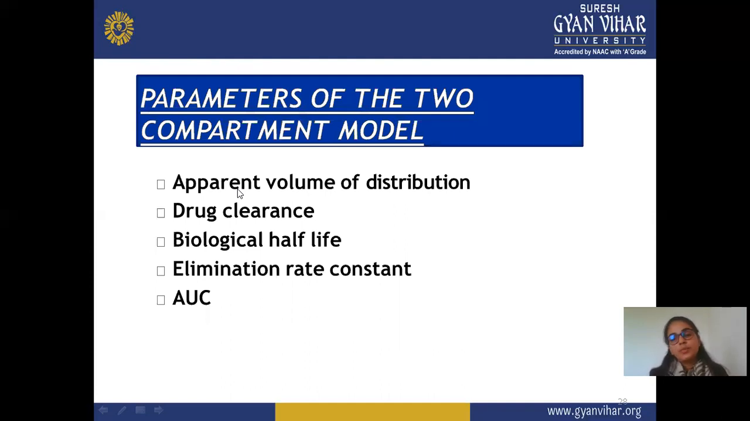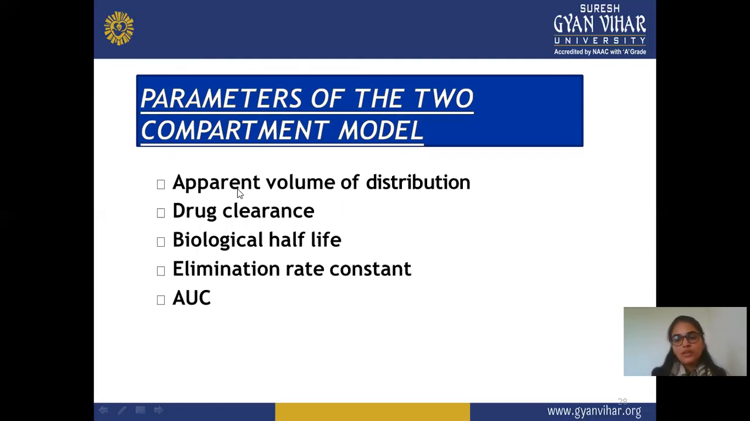So in this, first is apparent volume of distribution. Apparent volume of distribution means the total volume in which the drug is distributed. So in this, we have to check the apparent volume of distribution. Next is drug clearance, means how much drug is cleared out by elimination or metabolism, or how much drug is still present in your body. You check drug clearance with the help of a certain equation or method.